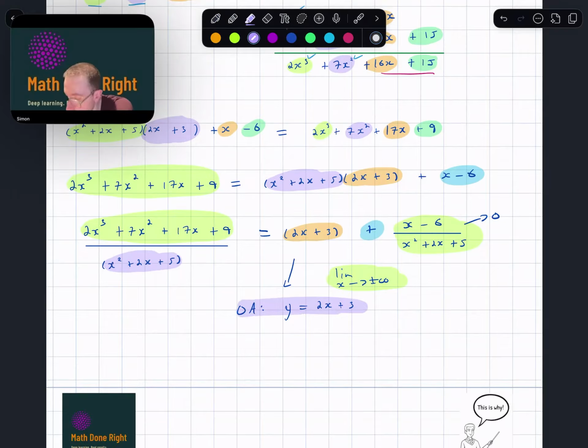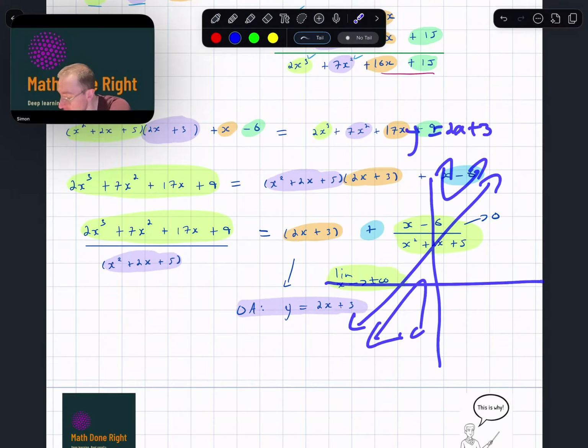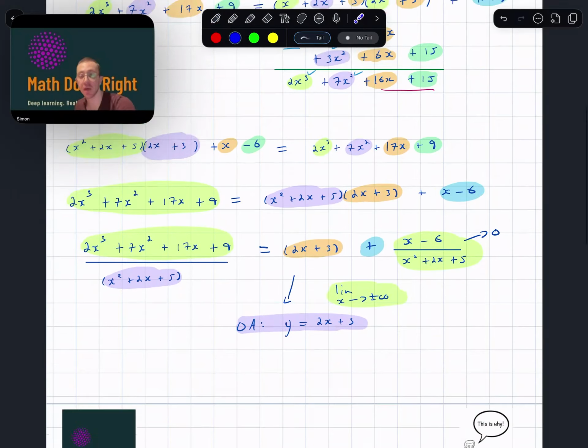So if we're graphing this thing, right, what happens is we have the line y is equal to 2x plus 3. And then the graph of this is going to do something like that. It's going to flatten out against that. I don't know what the rest of it is. We haven't analyzed this, but that's the idea, that the end behavior of this will be an oblique asymptote. It will flatten out against that line, this non-vertical, non-horizontal line, 2x plus 3. And we call that a slanted asymptote or an oblique asymptote.